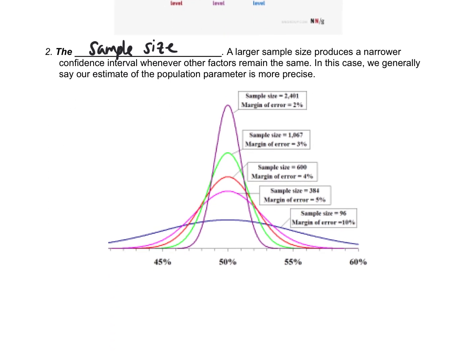And then this is just a visual example. If you have a sample size of 2,401, you could say your margin of error is 2%. Sample size of 1,067, margin of error 3%. And then you just notice how much smaller the sample sizes go as you get a larger margin of error.